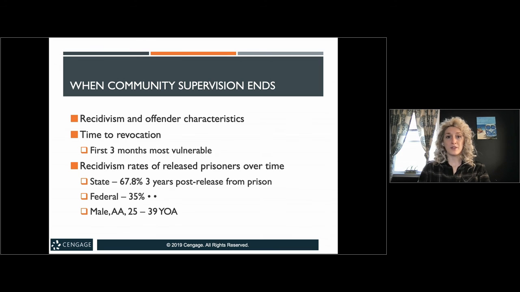So when looking at recidivism rates of prisoners who have been released over a 3-year period, at the state level, we see that roughly 68% of offenders will recidivate. At the federal level, this is down to 35%, looking at 3 years post-release. And they found that those who are male, African American, and between the ages of 25 and 39 are going to have higher recidivism rates than their counterparts.